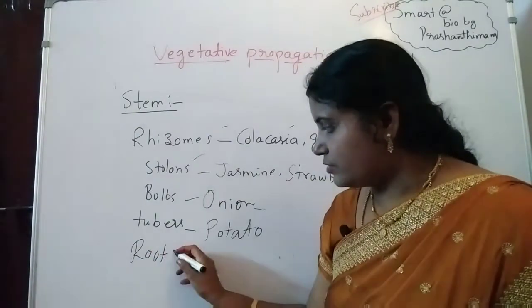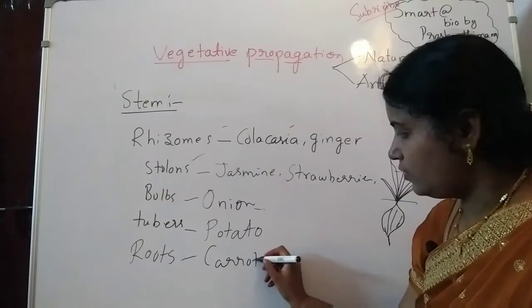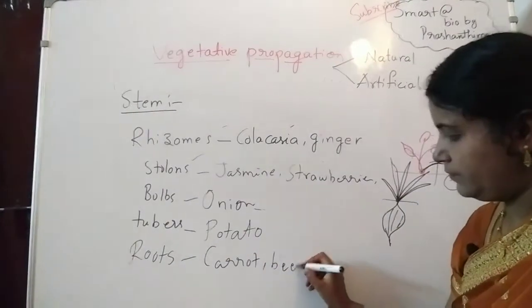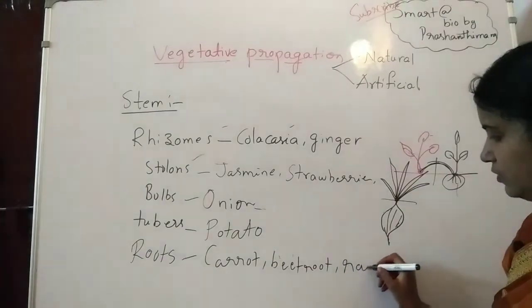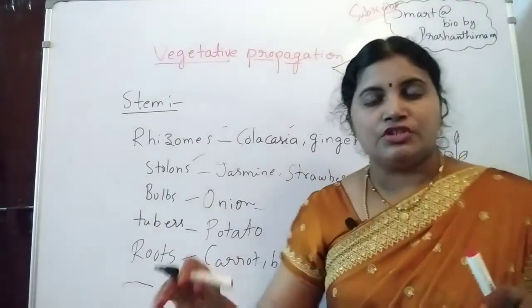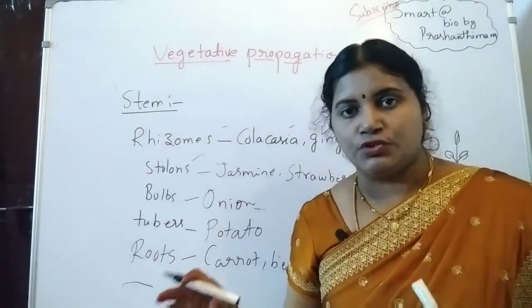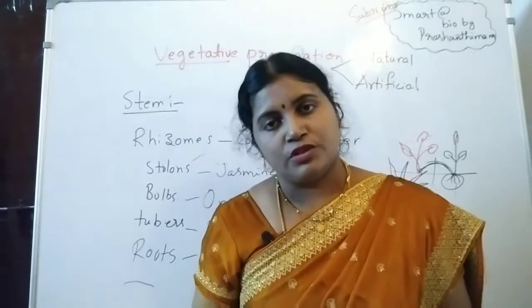Even roots. Root examples: carrot, beetroot, radish. These are all examples of natural vegetative propagation. After that we are going to see artificial vegetative propagation.